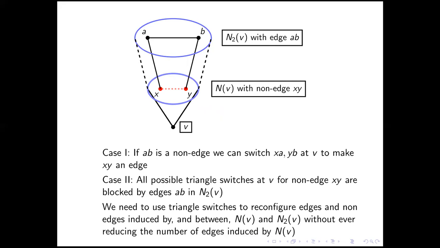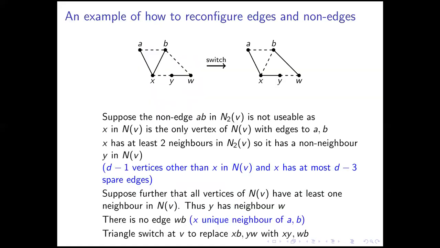If all possible triangle switches at V for the non-edge XY are blocked by edges AB in N2 of V, then we're going to use triangle switches to reconfigure the edges and non-edges induced by and between N of V and N2 of V, without ever reducing the number of edges induced by N of V. We may reformat the edges, move them around, but we don't reduce the number of them. So we have to make a series of moves, using triangle switches, to make AB a non-edge somehow, or some other edge which we'll do instead.